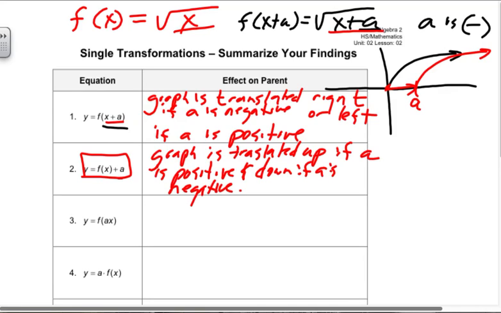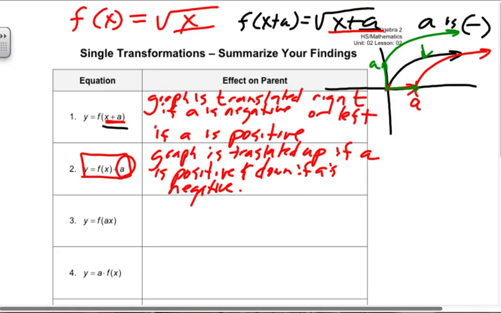And again, we're going to deal with the same thing here, only here's my parent. And so what I'm going to do is, instead of shifting it to the right a units, because I'm subtracting, and in this case we'll let a be positive, I'm going to shift it up a units. So instead of starting at 0, 0, I will go up a units and then draw my graph. Okay? So inside the operator, like this one, is horizontal, outside is vertical. Okay, let's take a look at number 3 then.